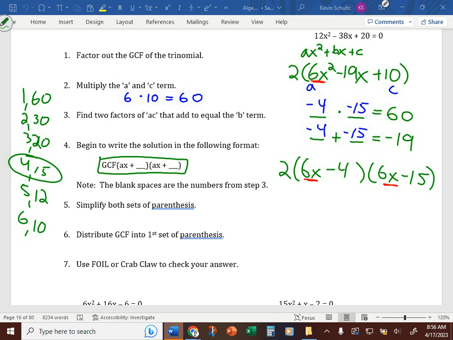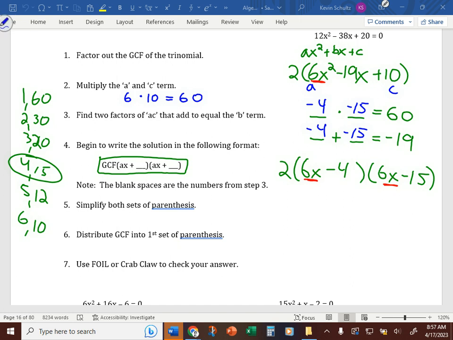And you can see this is cheating because if we were to crab claw foil box this, what would we get from 6x times 6x? 36x squared. Is that what we had here? No, right? So this isn't the correct answer, but it allows us to eliminate the guesswork in which set of parentheses my negative 4 and my negative 15 should go in. Step 5 is where we fix it.